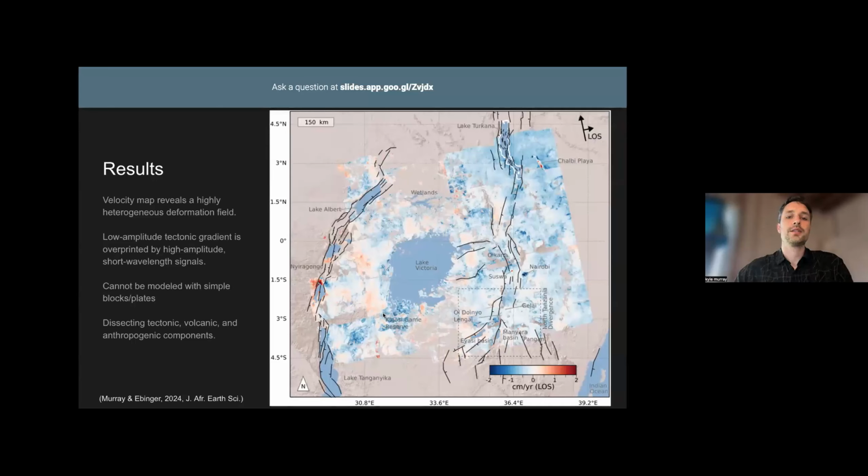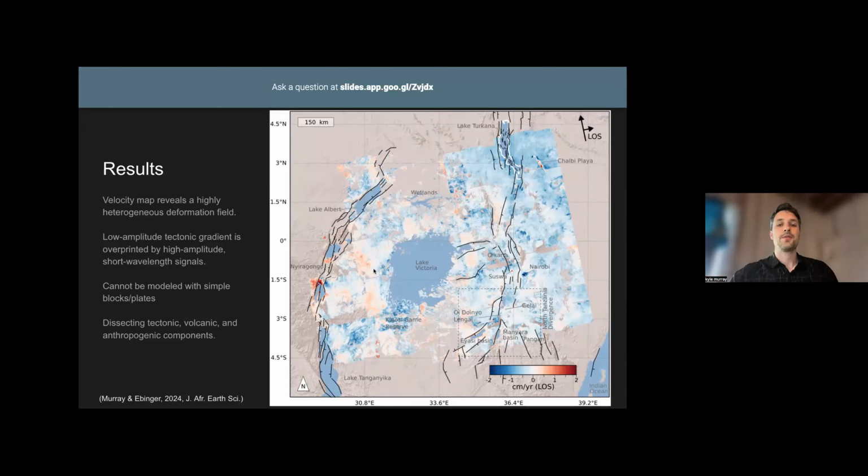So the final product is a line of sight velocity field like this map. It's referenced to the stable Nubian plate, and we also use the GNSS sites to tie in the InSAR deformation and act as a good reference. And that lets us directly compare with existing tectonic models. So this map is the mean velocity field. Blue indicates subsidence and/or eastward motion, and the red shows uplift and/or westward motion.